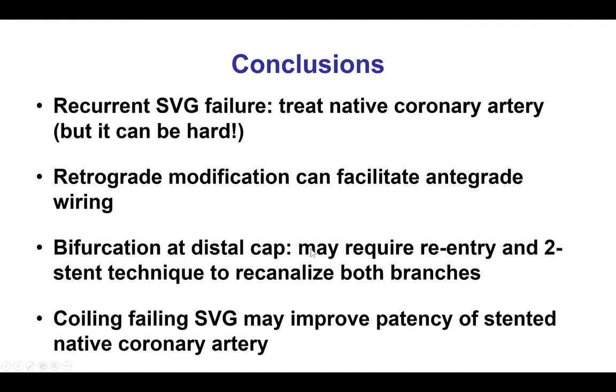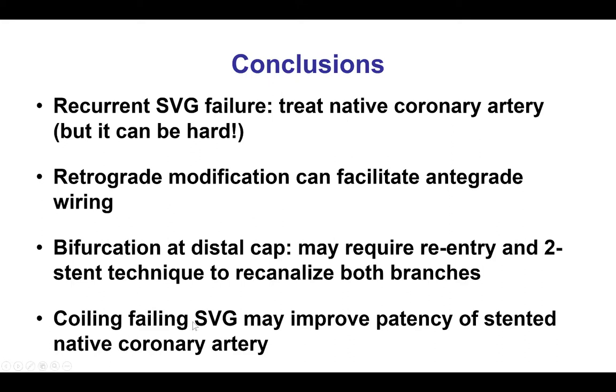The third lesson is that the bifurcation of the distal cap can be challenging to recanalize and may predispose to losing one of the other branches. That is why in such cases, it is quite often necessary to do two stent techniques and use intravascular imaging to ensure that true lumen position is achieved in both branches and flow is restored in both of those branches.